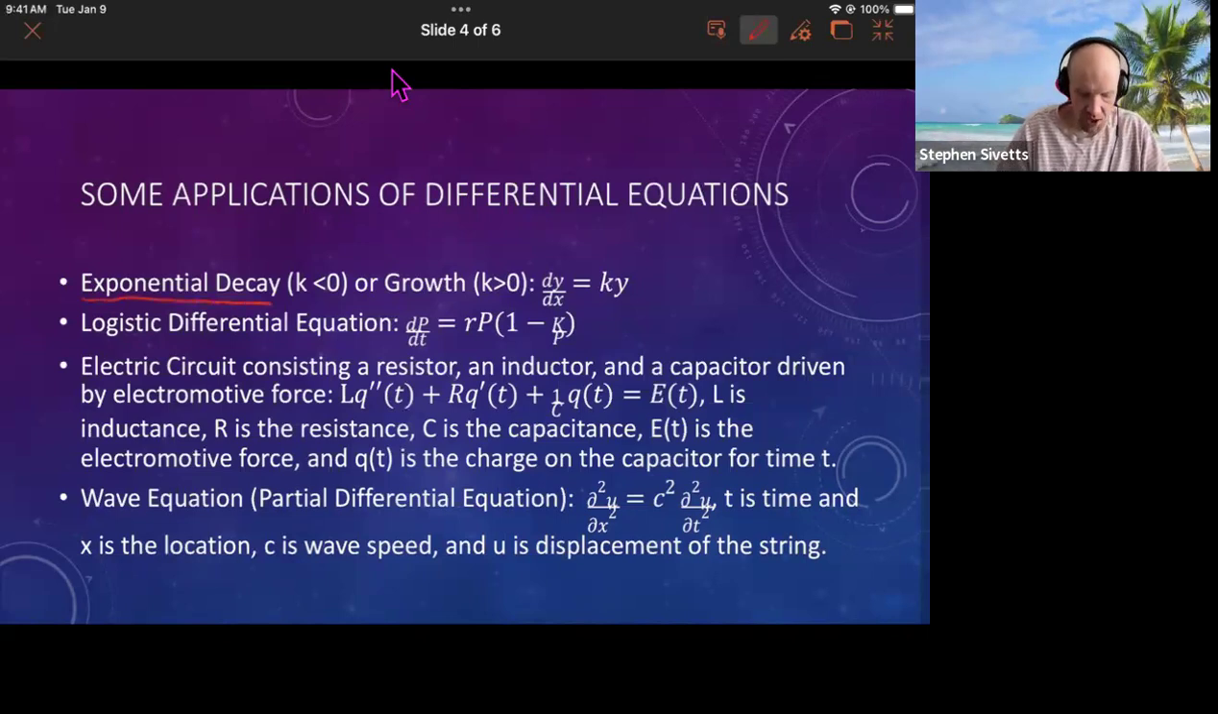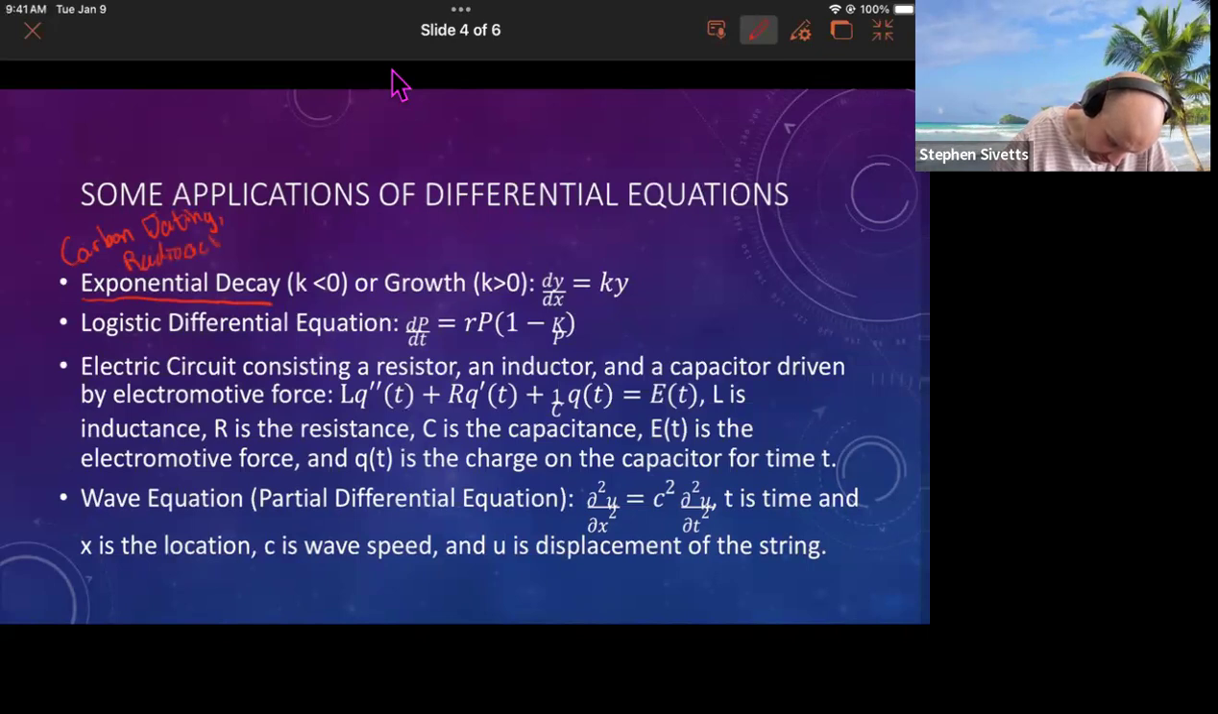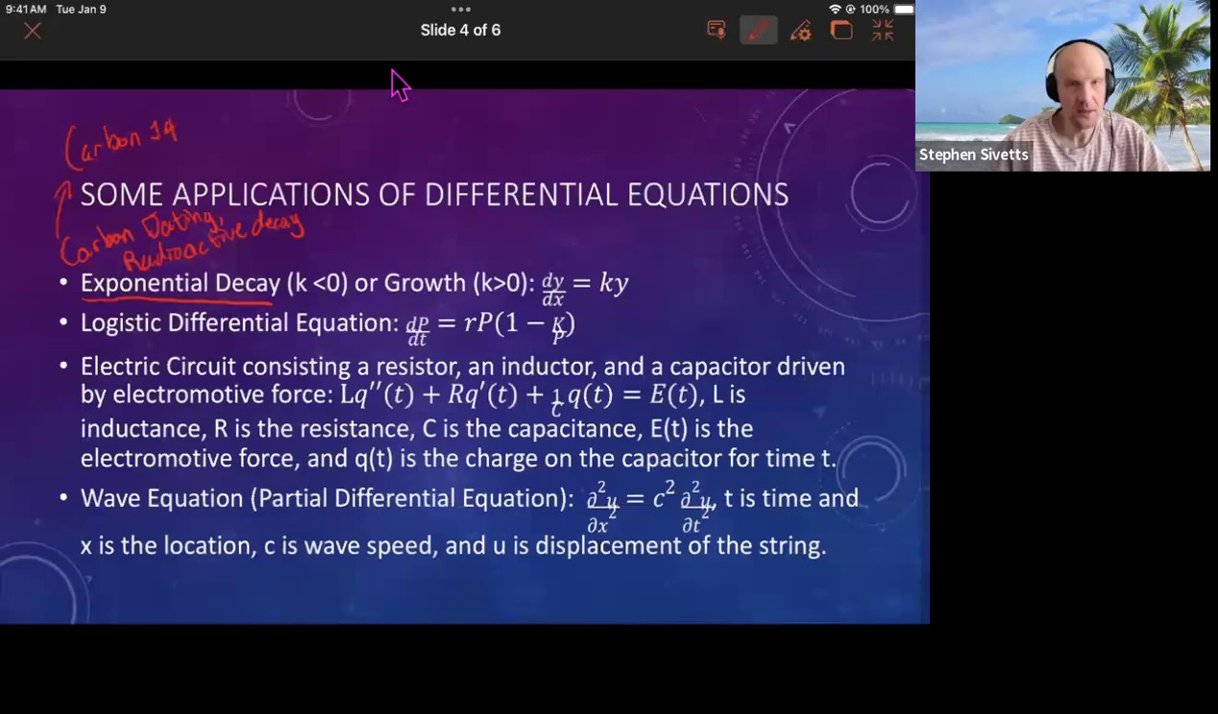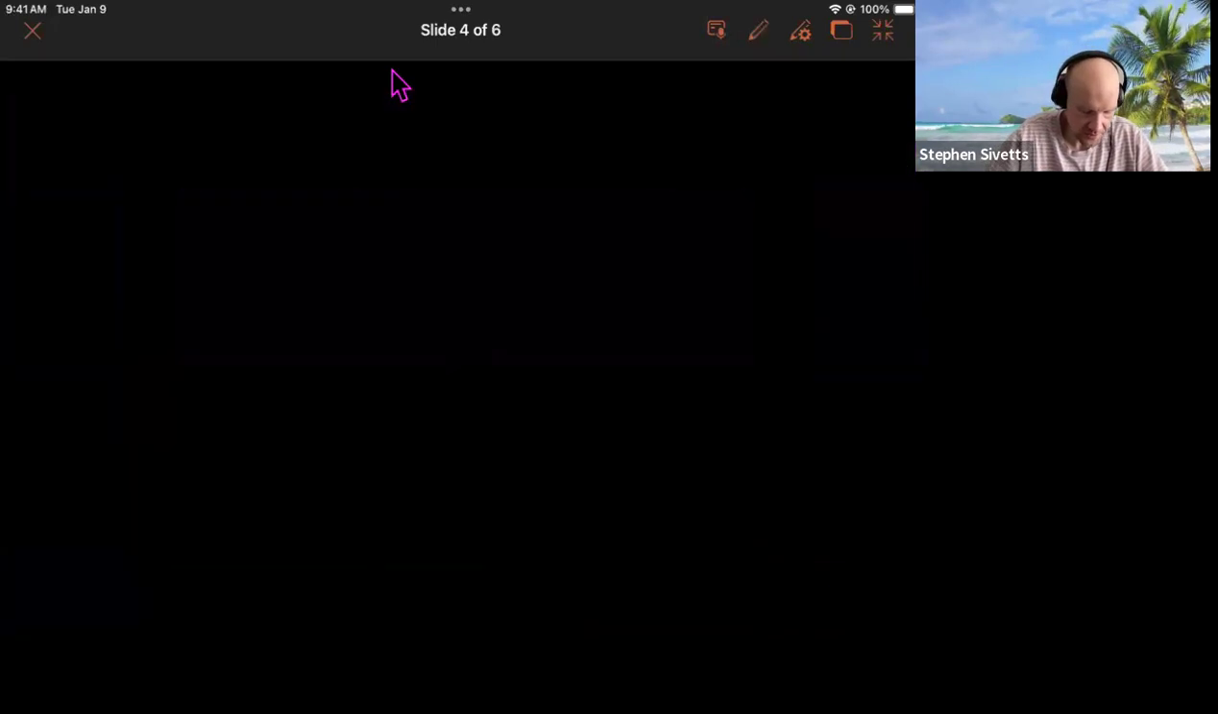For example, we can look at a differential equation modeling exponential decay. We can use this equation for carbon dating, or for looking at the radioactive decay of an object. In carbon dating, the most common approach is to use carbon 14 to figure out the age of an artifact. Carbon 14 is just an isotope of carbon.